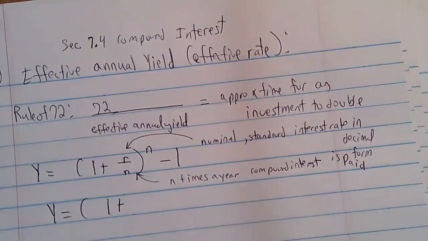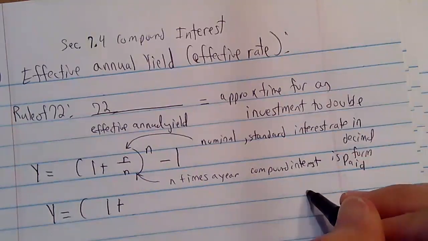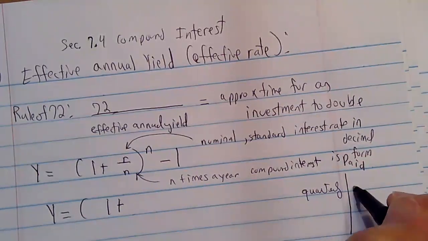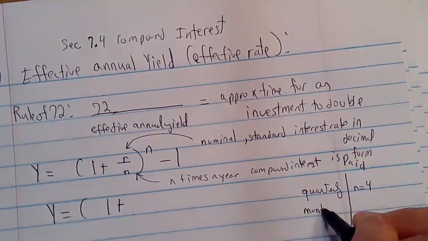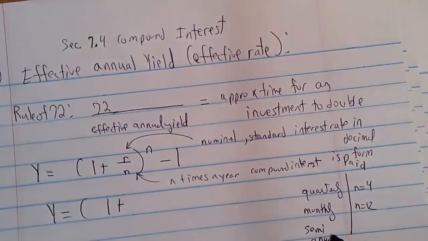Let's see, where's the table that I made for y'all? Yeah, so when I had this table at the end, I had quarterly, N is 4. Monthly, N was 12. Semi-annually, N was 2.